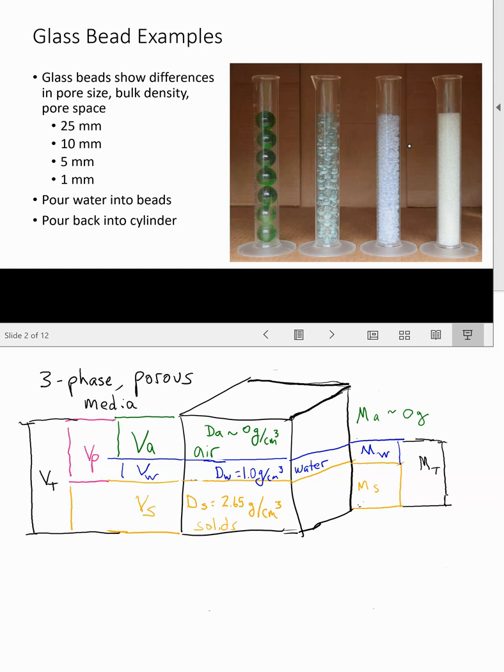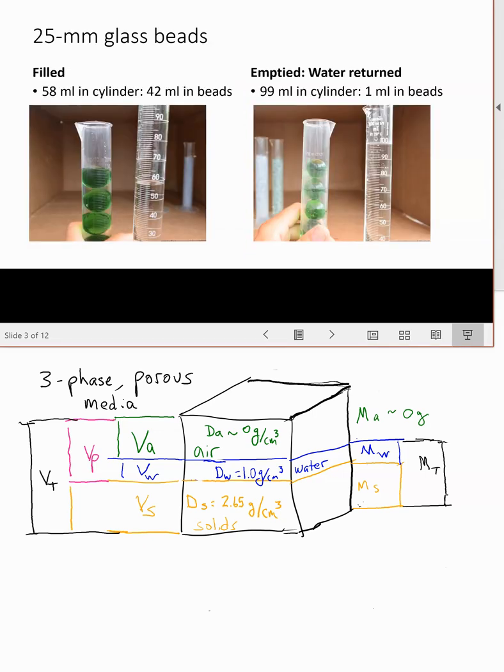Our previous examples used the volume of the container, 100 cubic centimeters or milliliters, and the volume of water that was added or removed to estimate, or as a measure of, the pore volume, and give us also an indication of the solid volume, and we know the total volume. So in each case, what we did was we added water to the cylinder, determined how much water was left, and then to get an idea of what the porosity was among the beads, we poured the water from the beads back into the graduated cylinder to see what was recovered.